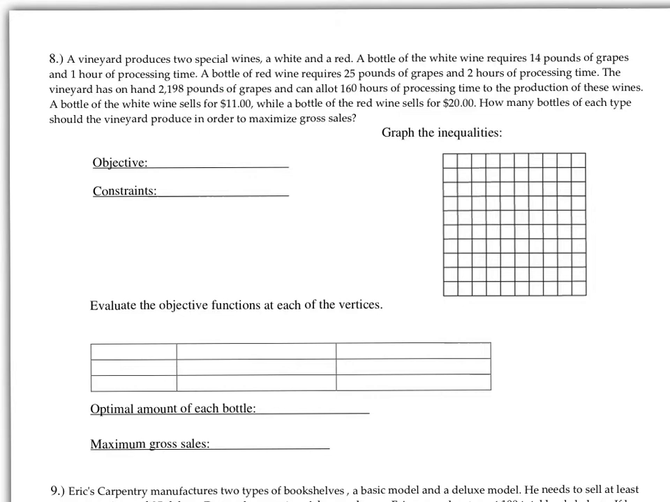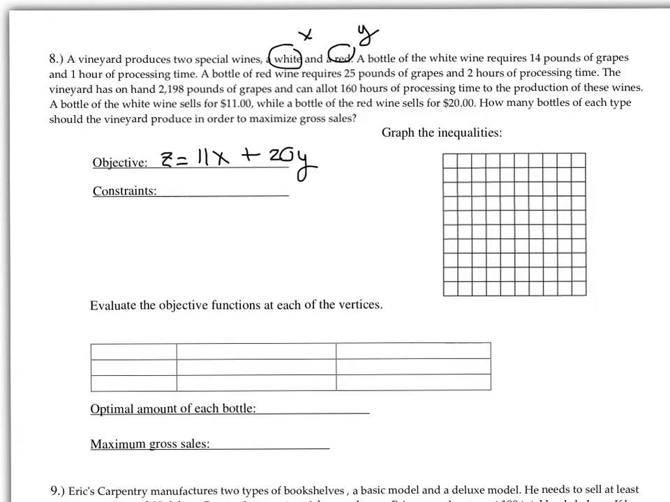All right, so our objective function is always the profit. Let's start by defining what's going to be X and what's going to be Y. Let's define our white wine as X, and let's define our red wine as Y. Our objective, we can always call that Z equals. The white is selling for $11, and the red is selling for $20.